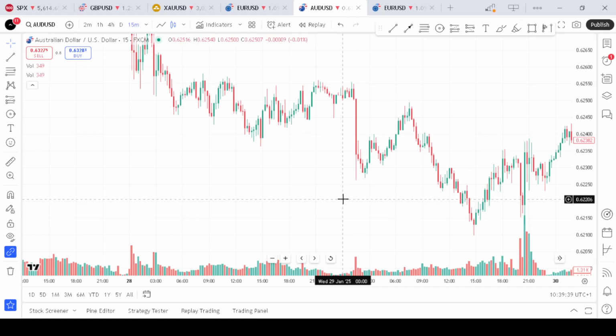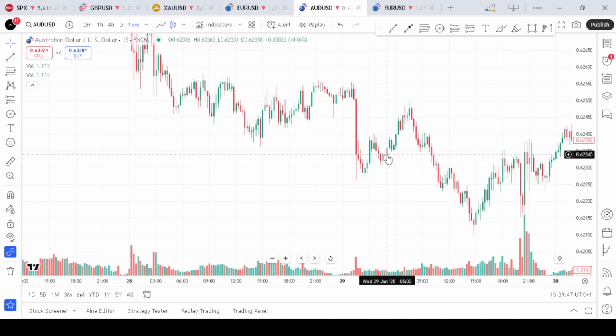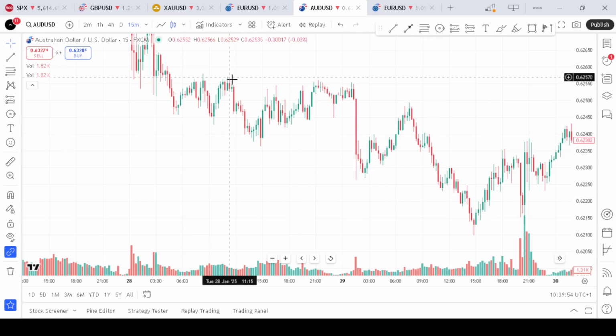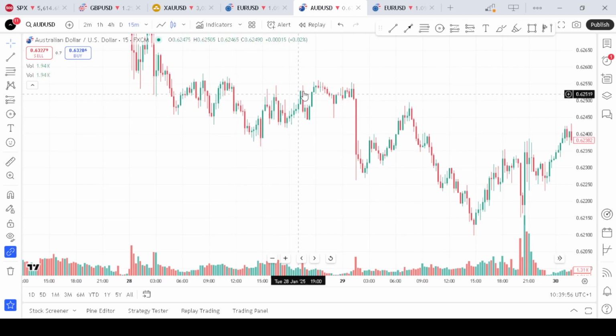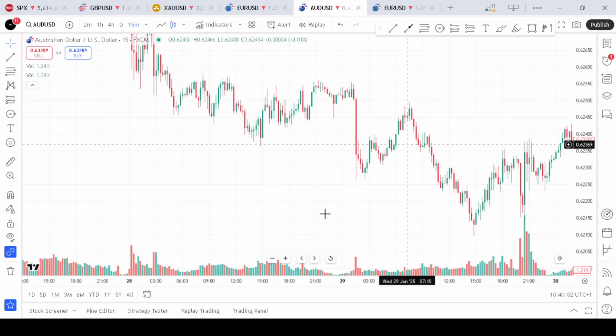Now the flag forms, and it is a period of consolidation where price moves slightly upward or slightly sideways. After the pole, we can see price moving slightly upward in a trending market to form its consolidation or pullback. So this is basically what the pattern is all about.